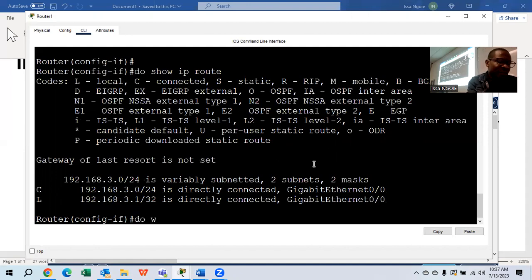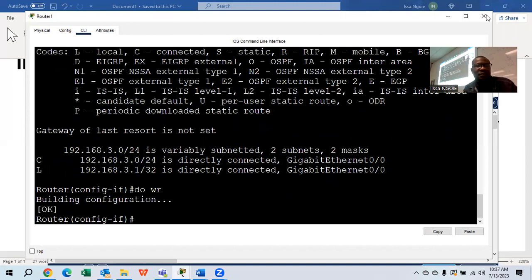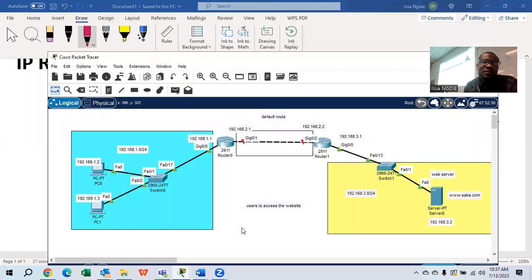We can try to save again, do WR. Now, we have to bring up the link between those two routers, right? Always remember that when you connect two routers, you have a network. Now we're gonna bring this interface up, and we're gonna bring this one also up.